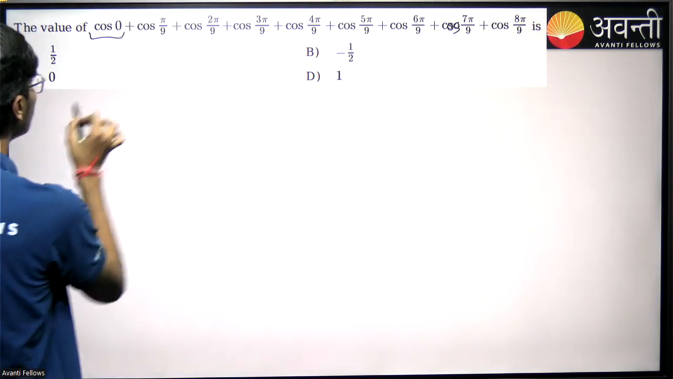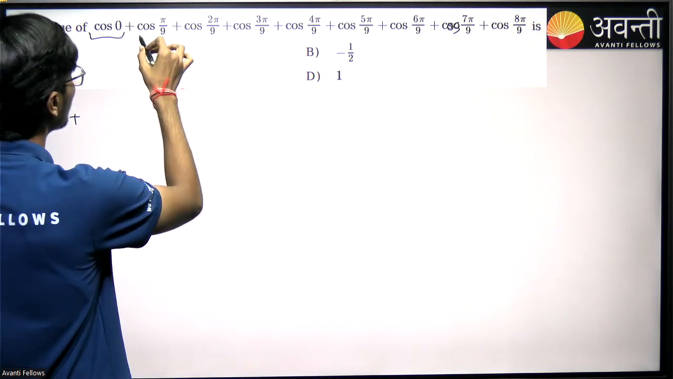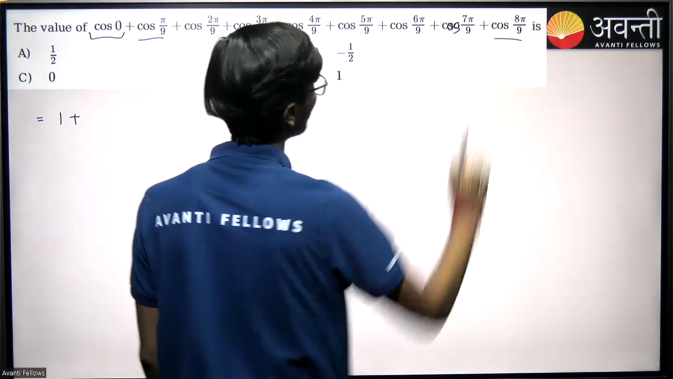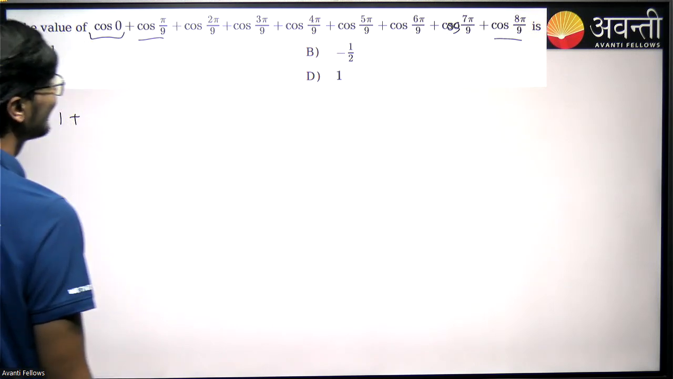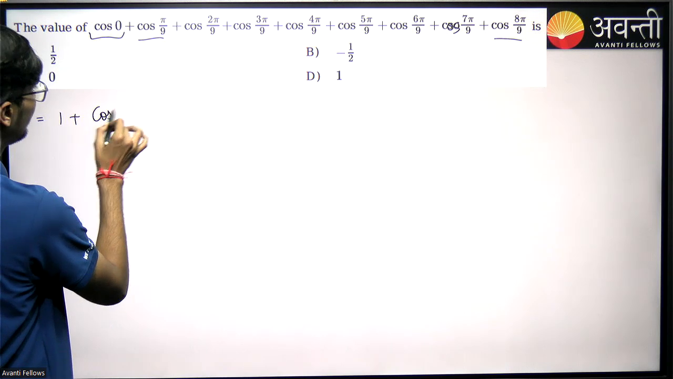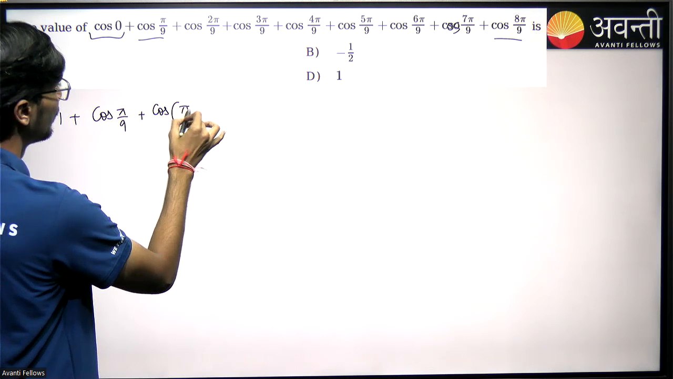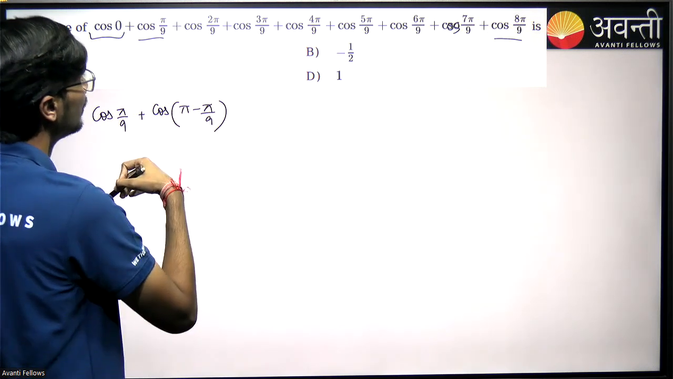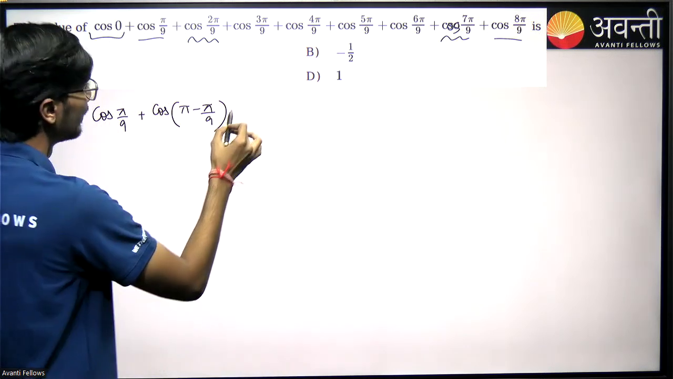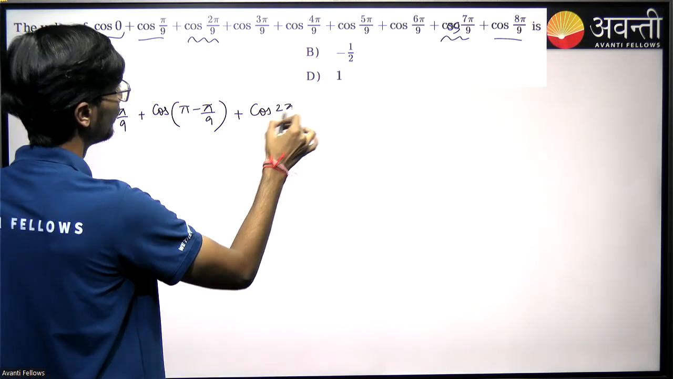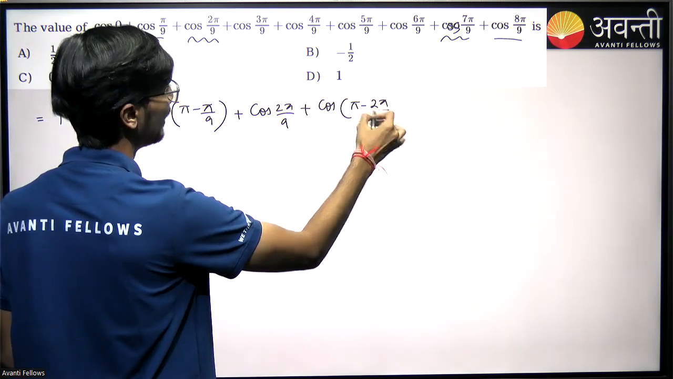This is cos 0, which is 1, plus. See these values, cos pi by 9, cos 8 pi by 9. So I can write here, let it be cos pi by 9. And I can write cos 8 pi by 9 as cos of pi minus pi by 9. Similarly, see these cos 2 pi by 9, 7 pi by 9. Accordingly, we get the pairs. So plus cos 2 pi by 9 plus cos, this I can write pi minus 2 pi by 9.